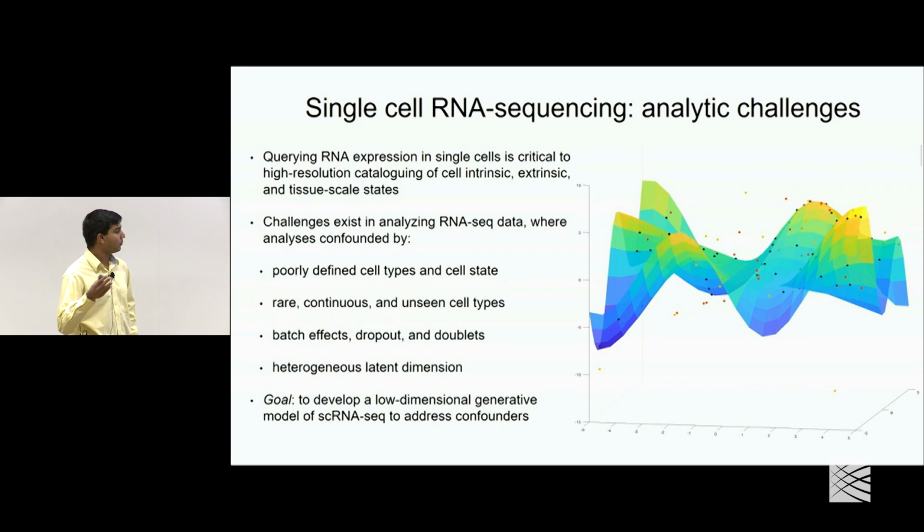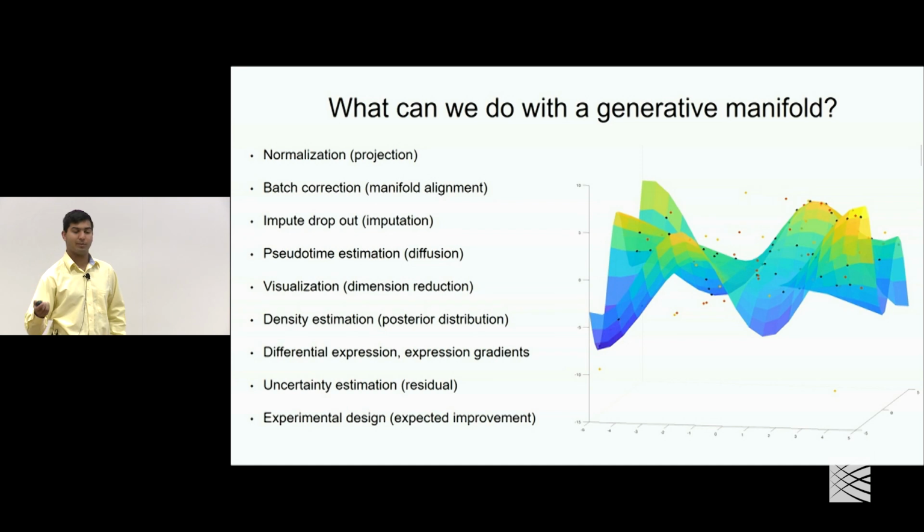And so we want to develop a really robust, low-dimensional generative model for single-cell RNA sequencing to do this dimension reduction that people use in downstream pathways. So why do we care about dimension reduction? Why do we care about manifold learning?